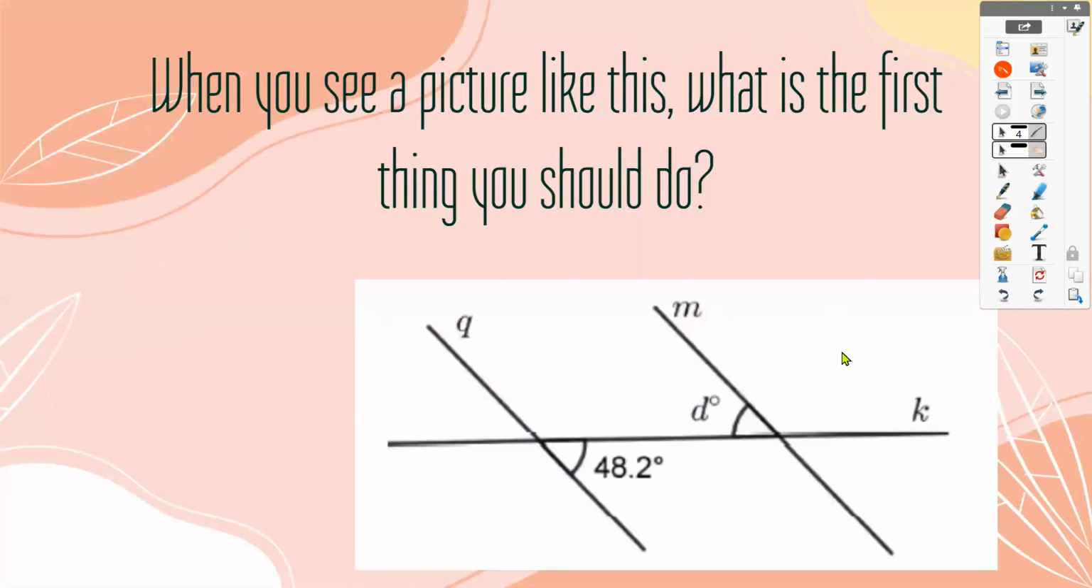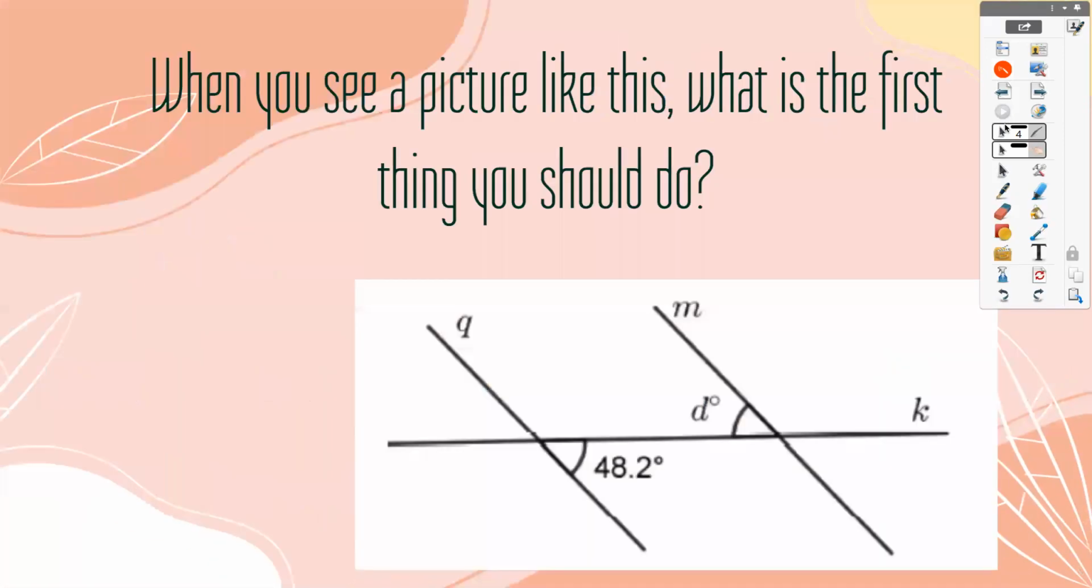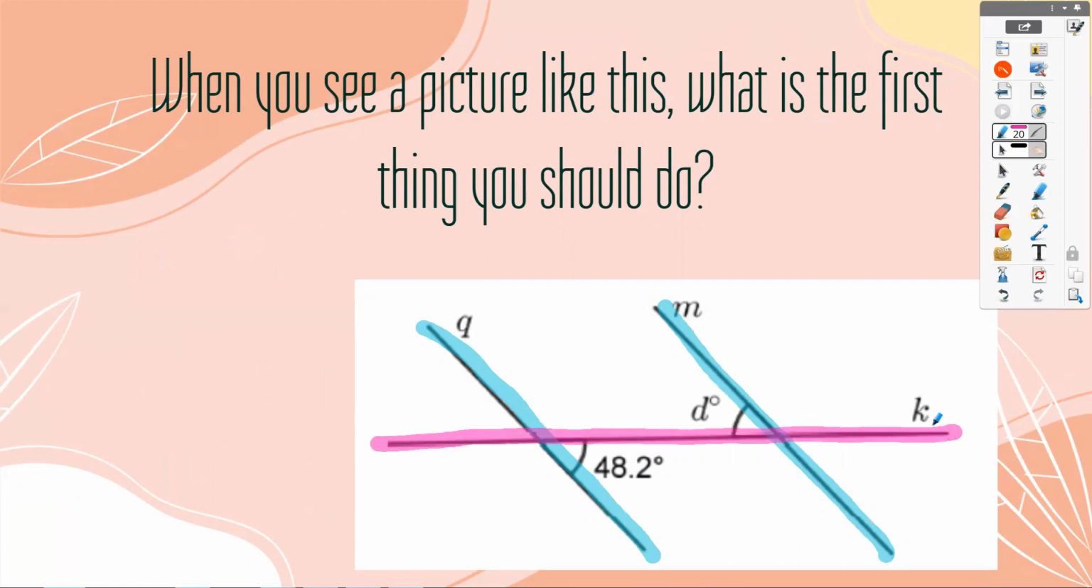All right, and then when we see a picture like this, which is similar to the one we just looked at, these two things in this picture are parallel lines. And then this one here that cuts through both parallel lines is called a transversal.